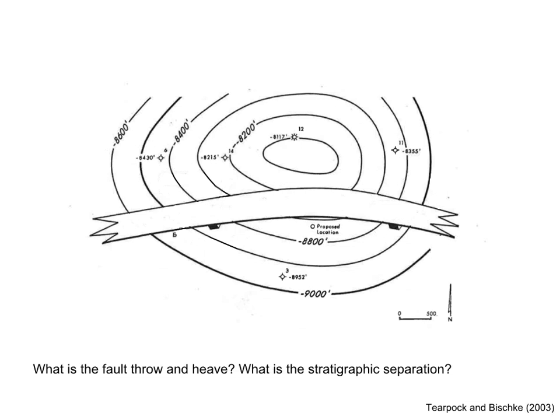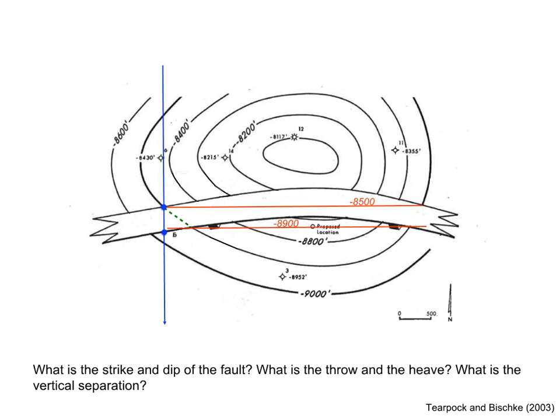Again, contours are elevation and more negative values indicate deeper areas. To determine fault heave and fault throw, we need to trace structure contours on the fault. The red lines in this figure are the -8,500 and -8,900 feet contours on the fault. The fault dip direction is perpendicular to the strike and it is shown by the blue arrow. The fault dips south.